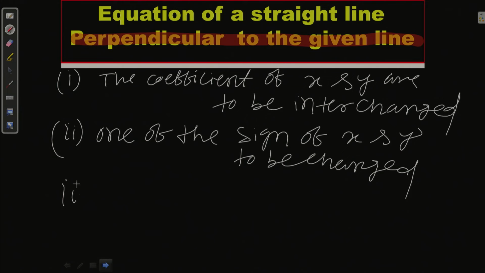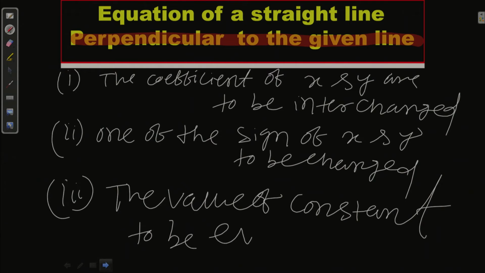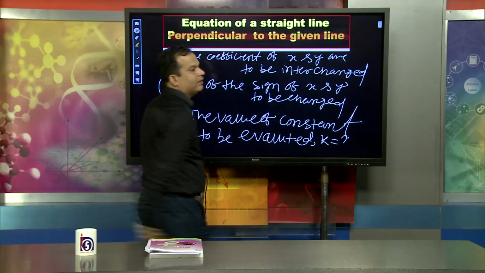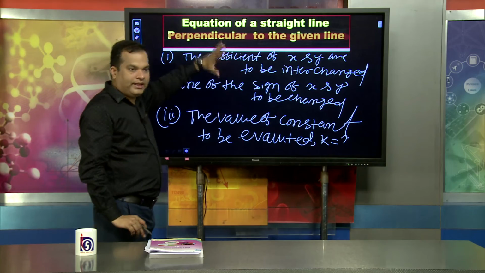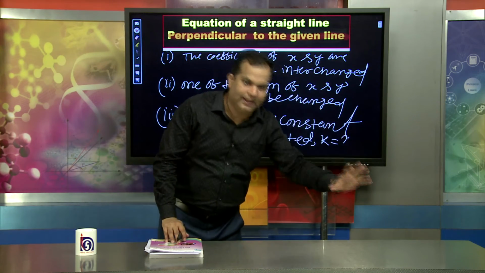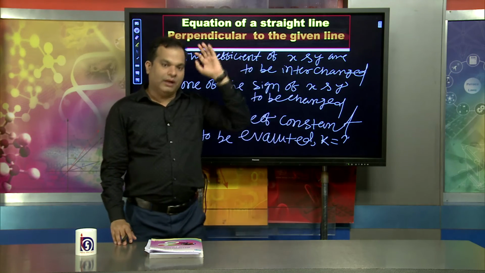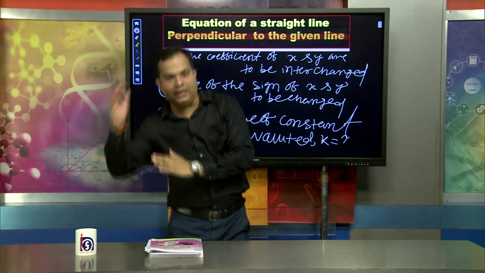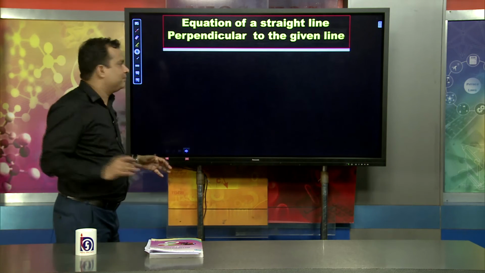The third case is very simply the value of the constant. The value of the constant is to be evaluated. We have to find out the value of the constant, suppose k, that value we have to evaluate. So very simply, I can say there are three conditions we can check when a line is perpendicular. Line always means the straight line. One straight line will be perpendicular to another straight line. By taking an example, it will be discussed more and you will have clarity.